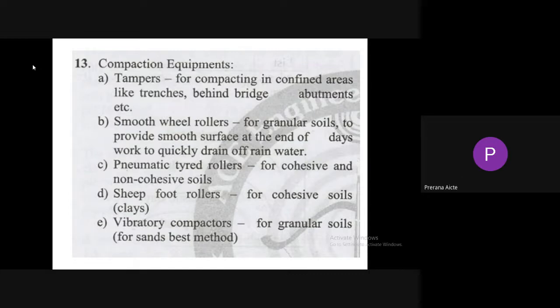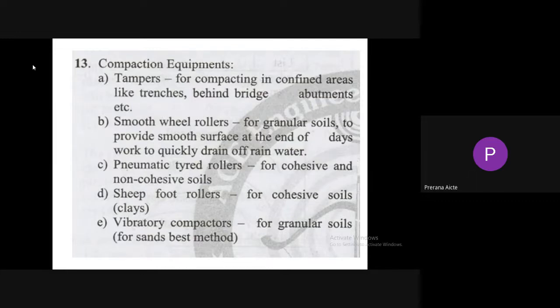Sometimes we use sheep foot rollers, and sometimes the pounding method is also used to compact the soil mass. When we use these methods, some depressions may be formed on the surface of the soil mass. In order to make this rough surface into a smooth surface, we will use smooth wheel rollers. The next one is pneumatic tire rollers.